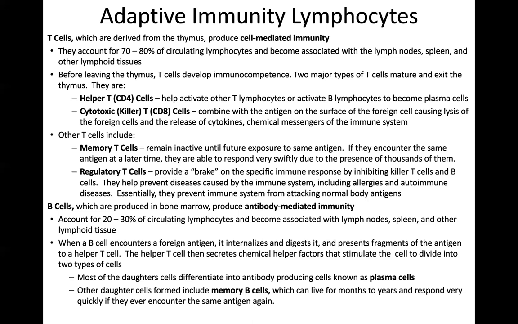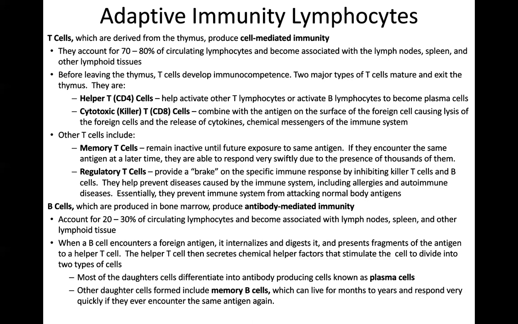B cells are produced in the bone marrow. They develop in the bone marrow as well. So it's easy, B for bone, whereas T was for thymus. They produce antibody-mediated immunity. They account for 20 to 30% of the circulating lymphocytes in our blood, and also become associated with our lymph nodes, spleen, and other lymphoid tissues.